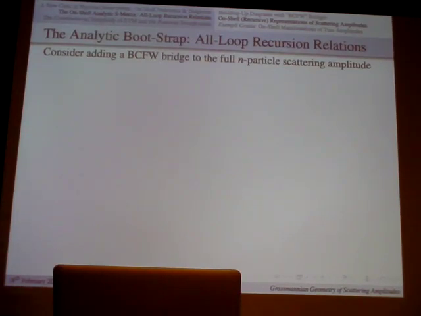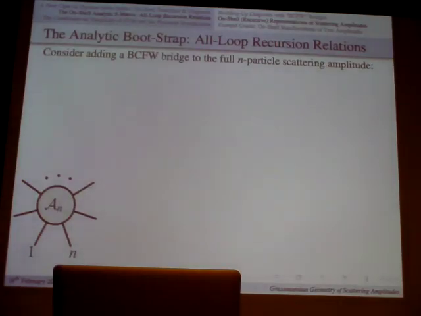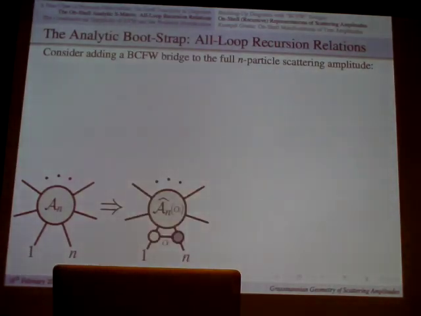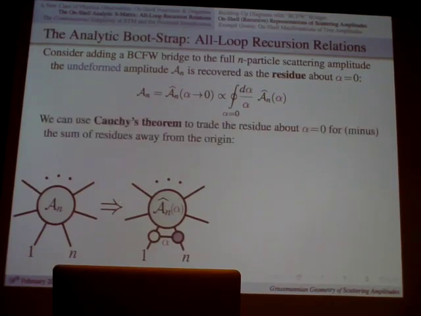The idea is very simple. So imagine you have the amplitude. We don't have it yet, but imagine you have it. And you attached this BCFW bridge to it. Now you have a function that depends on alpha, and what you care about is the residue around alpha equals 0. So the amplitude we care about is just the residue around the origin of this deformed thing. Okay? But we all learned in complex kindergarten that the residue around the origin can be traded for the minus of the sum of the residues away from the origin by Cauchy's theorem.